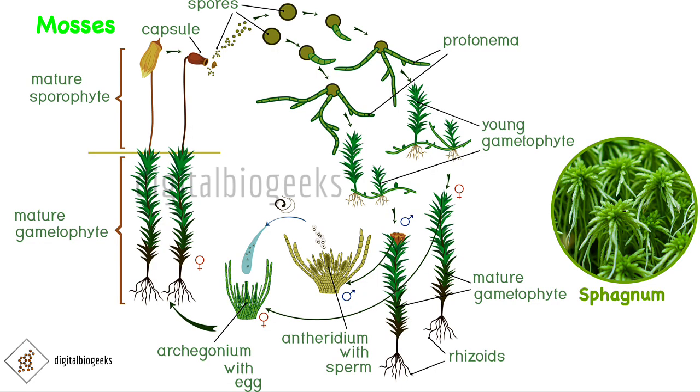Sphagnum or peat moss is an example of mosses. In case of mosses, the spores germinate to form filaments. Here you can see these are the spores. They germinate to form filaments. They are creeping on the land, green in color and branched. This filamentous stage is known as protonema. They are haploid in nature.